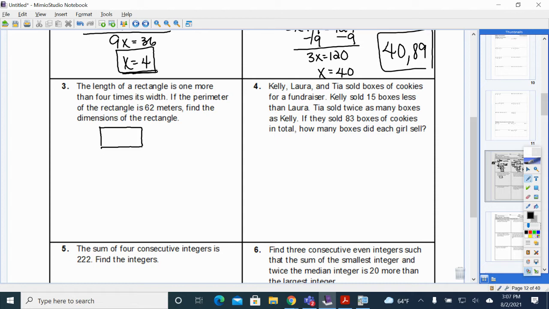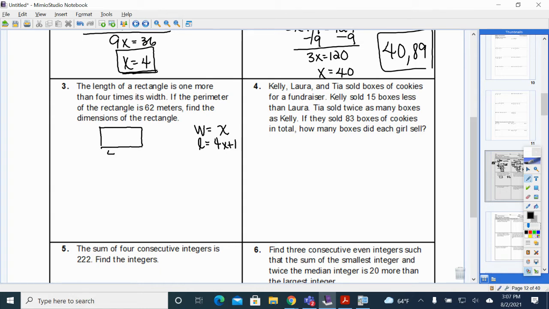So in this example, I'm going to let the width be the x, because it says the length of the rectangle is 1 more than 4 times its width. So it tells you the length based on the width. My length is 1 more than 4 times the width. So that would be 4x plus 1.